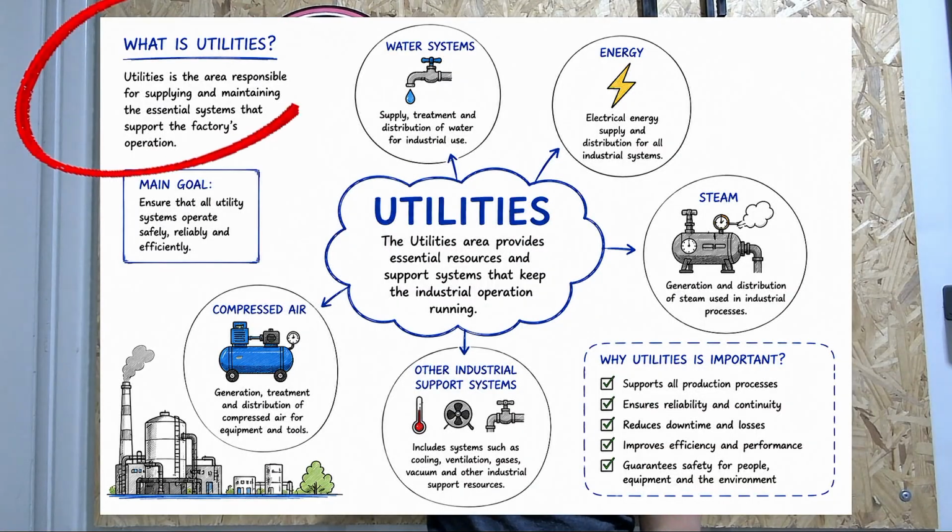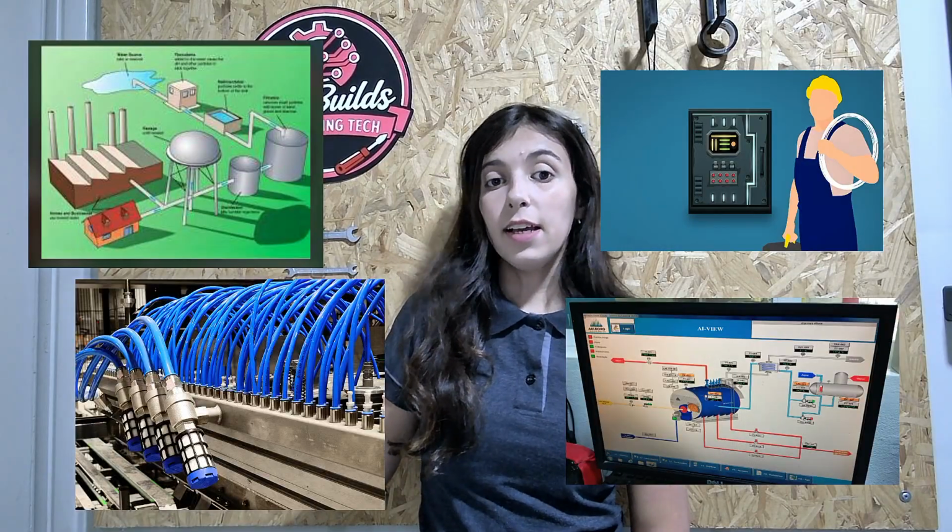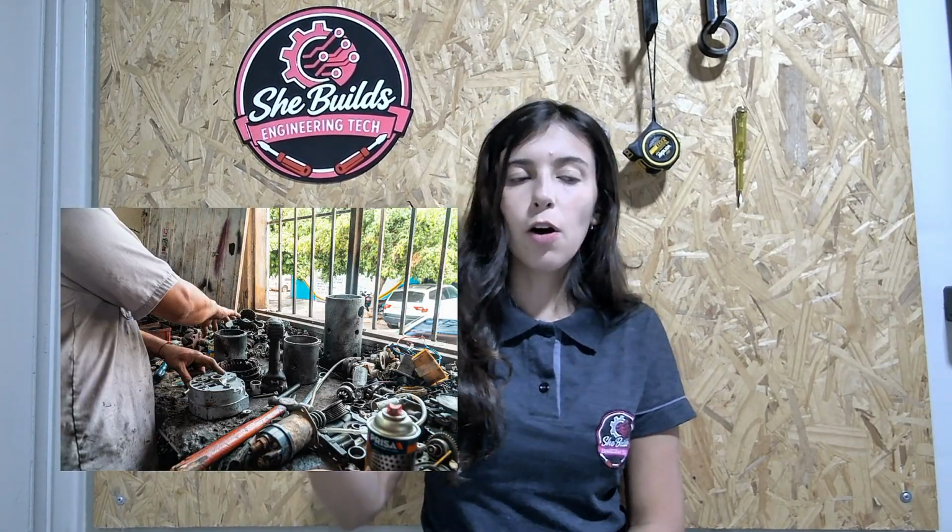My main activities are connected to the utilities area. But what exactly is utilities? In an industrial environment, utilities is the department responsible for systems that support the factory operation. It is not directly the production equipment itself, but it provides resources that the factory needs to operate. For example, water systems, energy, steam, compressed air, and other industrial support systems. These systems are extremely important because if one of them has a problem, it can affect the entire operation.